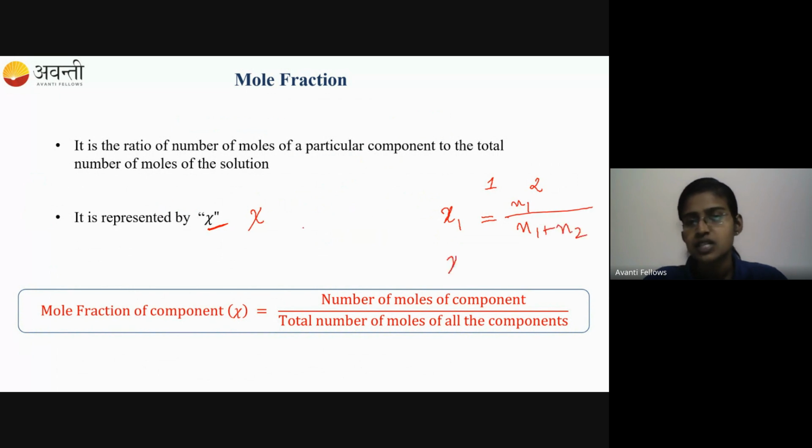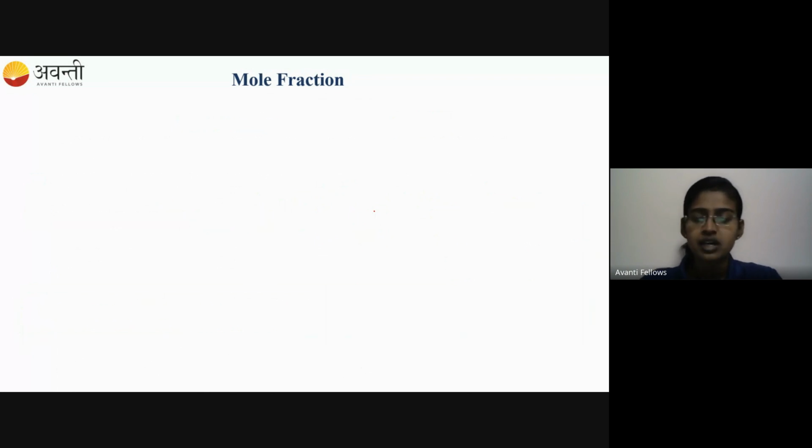If I have to find X2, the mole fraction of the second component, then the formula will be N2 divided by N1 plus N2. Number of moles of that component divided by total number of moles. It's a very easy formula, but a very important formula for class 12. In class 12 also, you will use this formula very frequently.